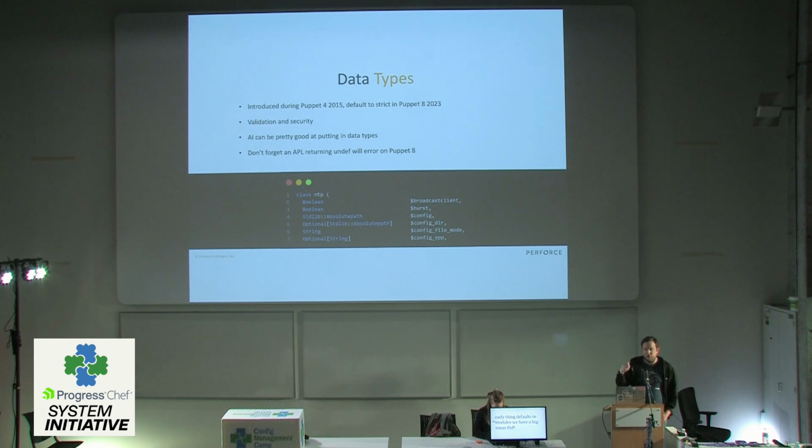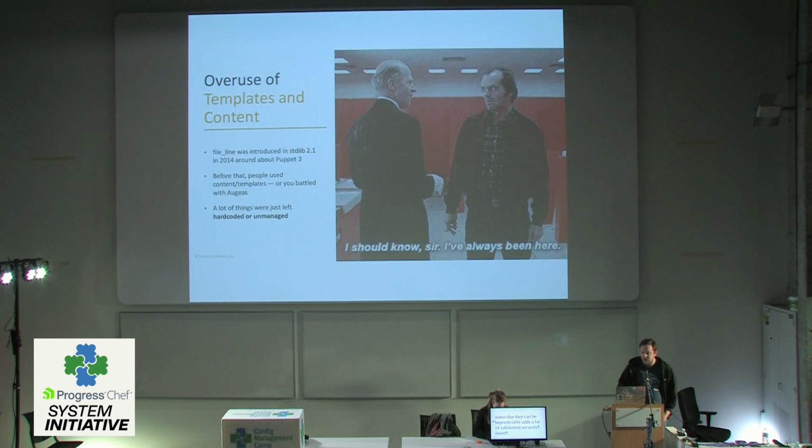And data types. Now, we're forcing you to use data types in Puppet 8, but it adds a lot of validation and security. And I always say use AI responsibly, but it's one of the things it's actually good at. If you have a whole bunch of parameters you need to add types to, and then check it through.